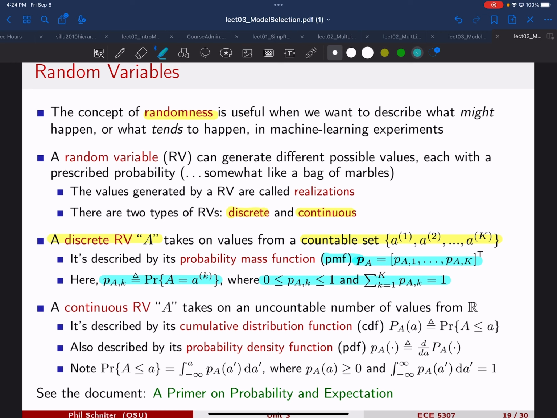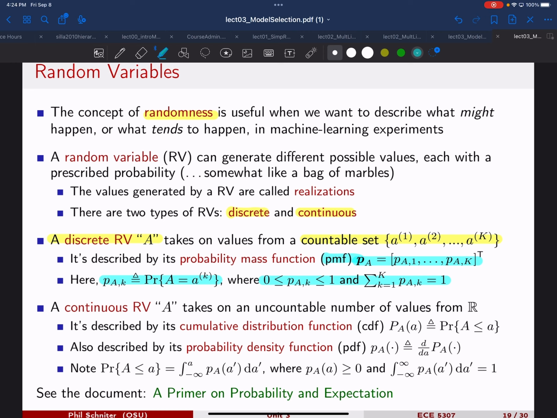Professor, the maximum value of probability mass function is 1? The probability mass function is a vector. It's a vector of values. Each value is between 0 and 1. The summation of those elements must be 1. Yeah, no matter what, it has to sum to 1.